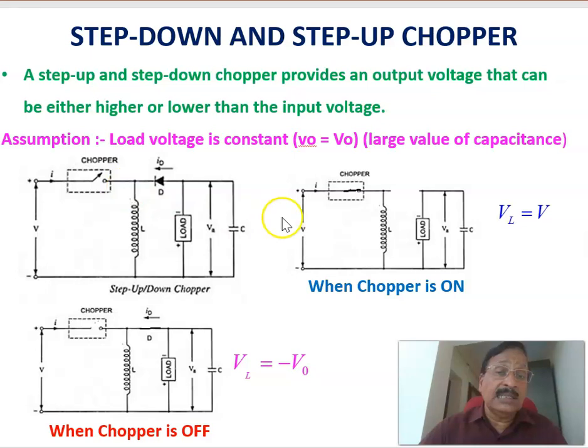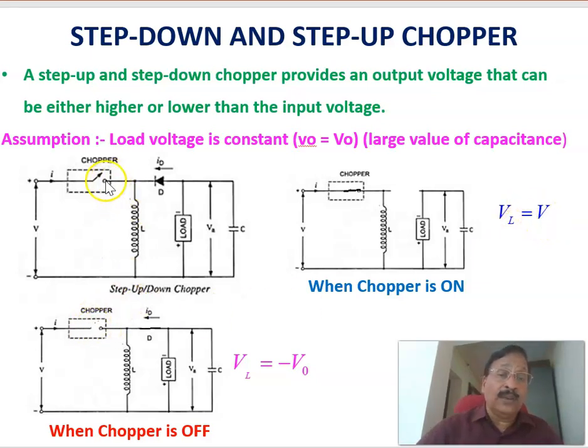First, when the switch is on, this is the circuit. In that case, the diode is getting reverse biased because we are getting a positive voltage. Therefore, the circuit is like this one, broken here. In that case, the total input voltage is coming across the inductor, and the voltage across the inductor is the same as the input voltage V. Therefore, that is the equivalent circuit when the chopper switch is on, and the corresponding voltage is VL equal to V.